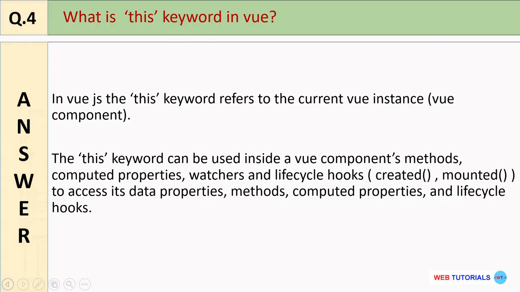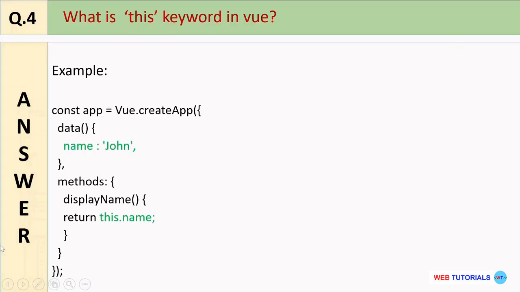What is this keyword in Vue? In Vue JS, this keyword refers to the current Vue instance or Vue component. This keyword can be used inside a Vue component's methods, computed properties, watchers, and lifecycle hooks like created and mounted to access its data properties, methods, computed properties, and so on. In the code example, you can see how to use this keyword inside a Vue instance method to access a Vue property.